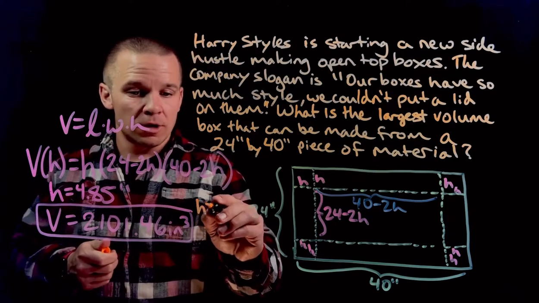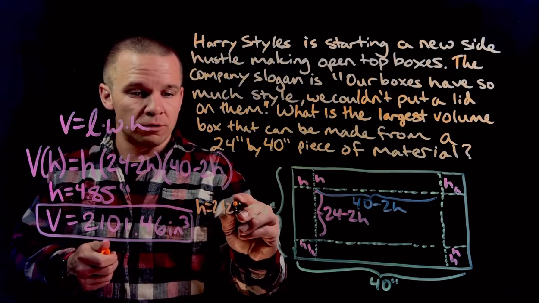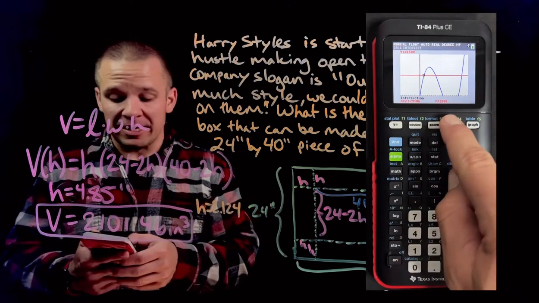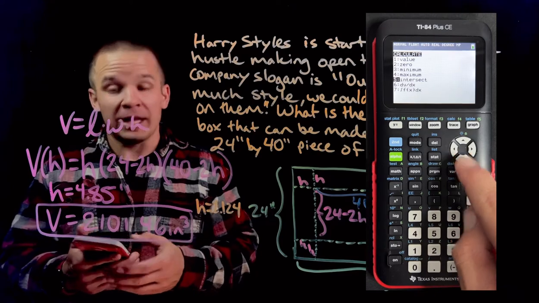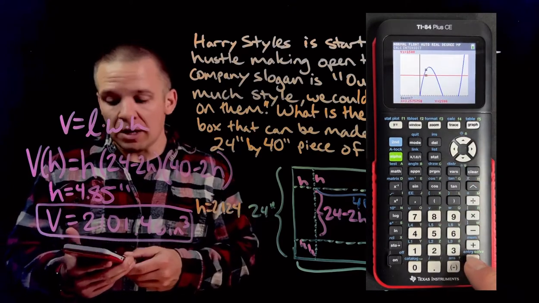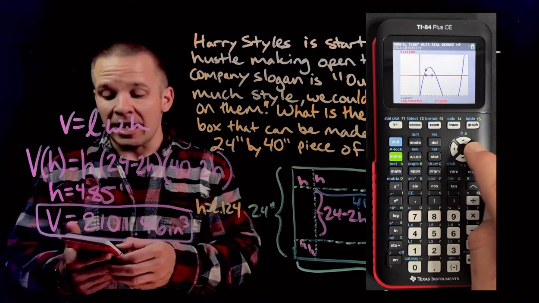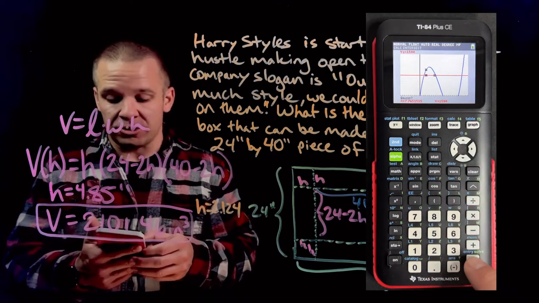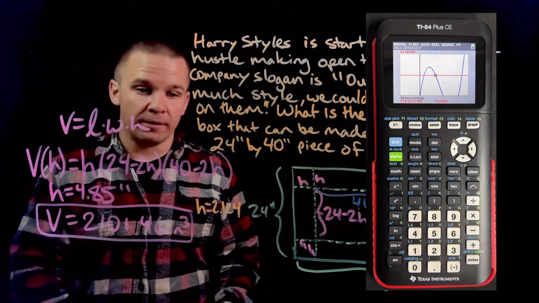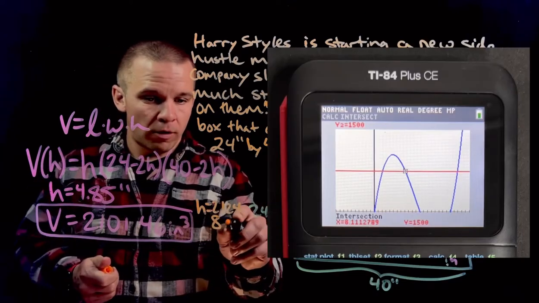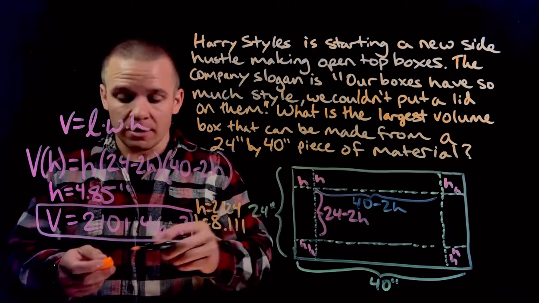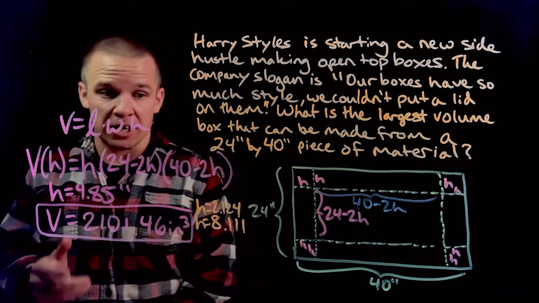I'm going to jot that down. Height equals 2.124. All right. So now I want to get the second height. I'm going to hit second calc, arrow down again to option 5, intersect. I'm going to hit enter on my first curve, which is the blue one, hit enter on my second curve, and then arrow over to that second intersection spot. Hit enter, and I'm going to get 8.111. So 8.111 is my other possible option for a height. There are two possible options here.